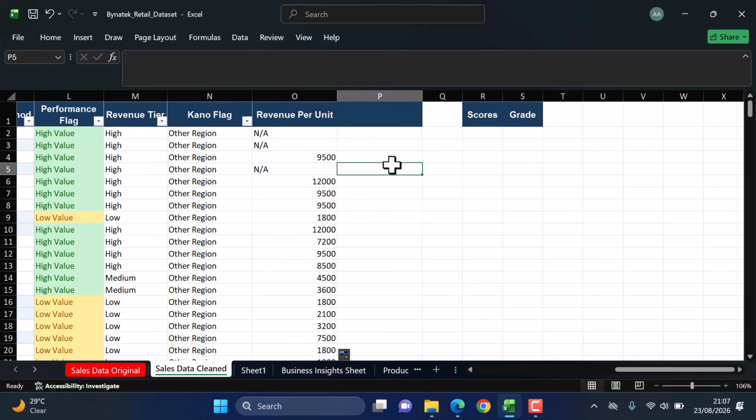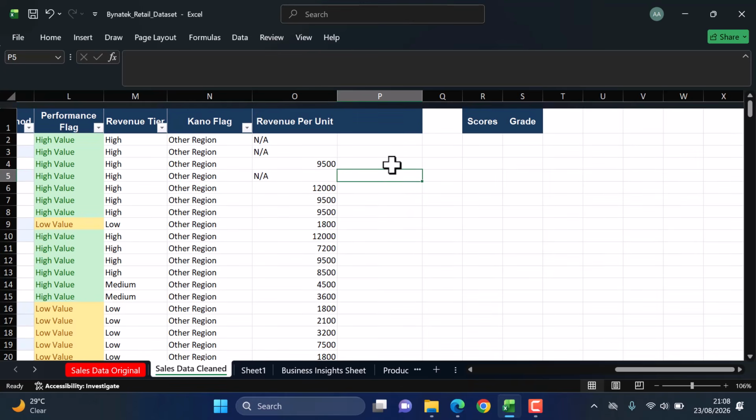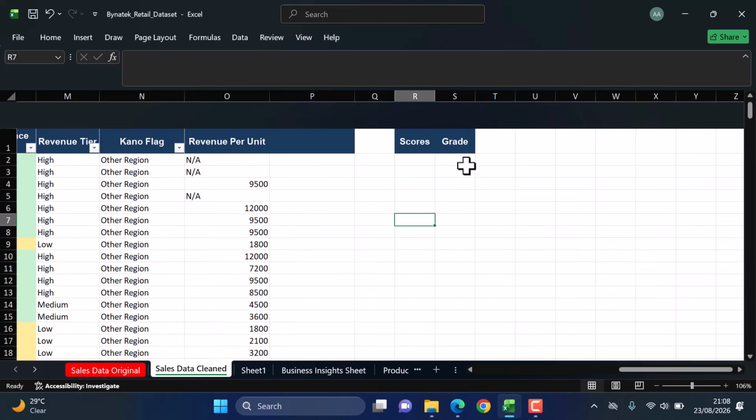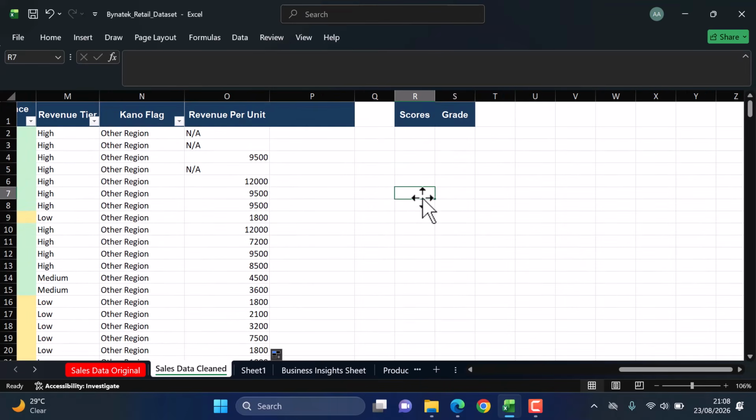Okay, so how do I put it? SUMPRODUCT multiplies corresponding values in two or more arrays and then adds up all the results. An array is just a range of cells, a column or a row of values. Simple example: imagine you are calculating the total sales value. You have quantities: 5, 3, 8, 2. And then your prices: 100, 250, 75, 400.